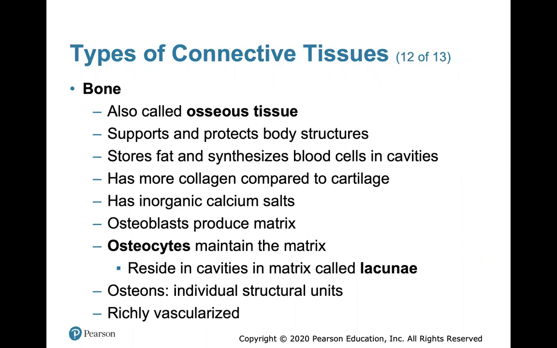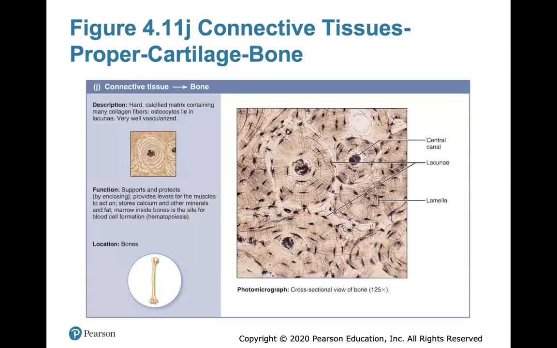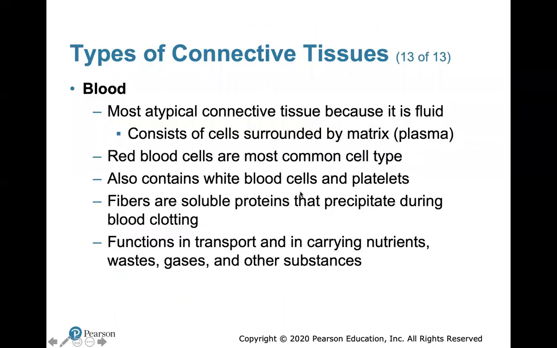Bone then is called osseous tissue. It supports and protects your body structures. The bone cells are called osteocytes, and they reside in cavities called lacunae. An osteon is the individual structural unit in the bone, and bone is richly vascularized with lots of blood. And here's a look at bone. It kind of looks like the rings on a tree if you were to cut a tree in cross section, and you can see the osteocytes are the little black circles sitting in the lacuna spaces.